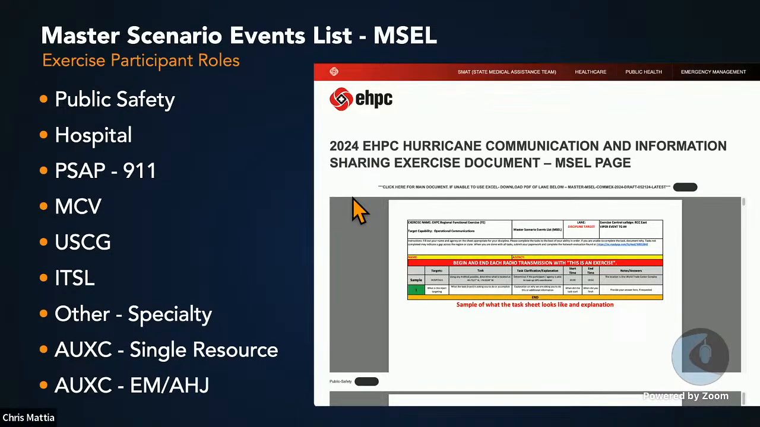So of those agencies, there were some from public safety, there were hospitals, PSAP, which is 911 dispatch centers, MCVs, the Coast Guard, ITSLs, other specialty groups, and then two different Oxcom groups, one that was a single resource and ones that were supporting emergency management or agencies having jurisdiction. We're going to look and walk through the measle for the OXCs that were the emergency managers and agencies having jurisdiction, because those are the ones that were participating.